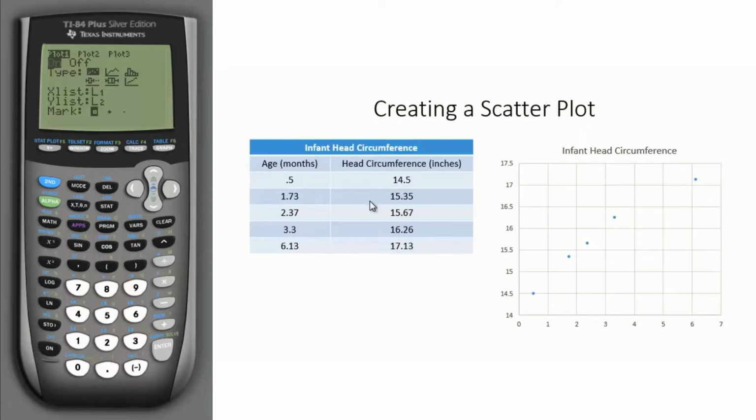Now, to make sure that we have a good viewing window, we want to quit and check our viewing window. We're going to press zoom and arrow down until we get to zoom stat and click enter. Now we see a good picture of our data points, which is our scatter plot.